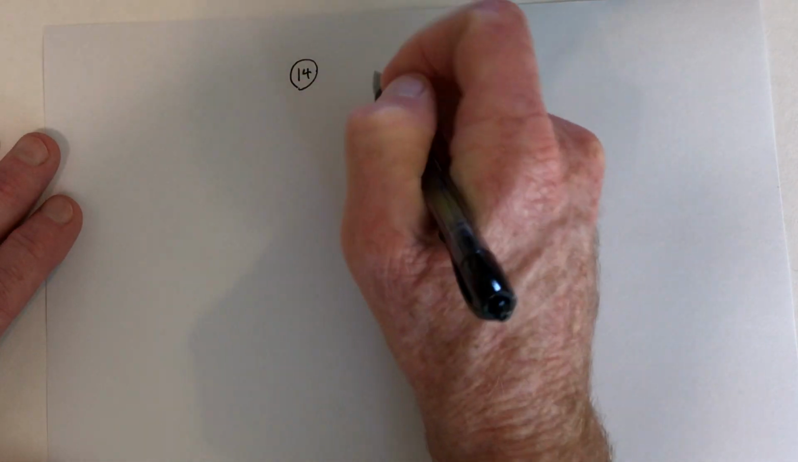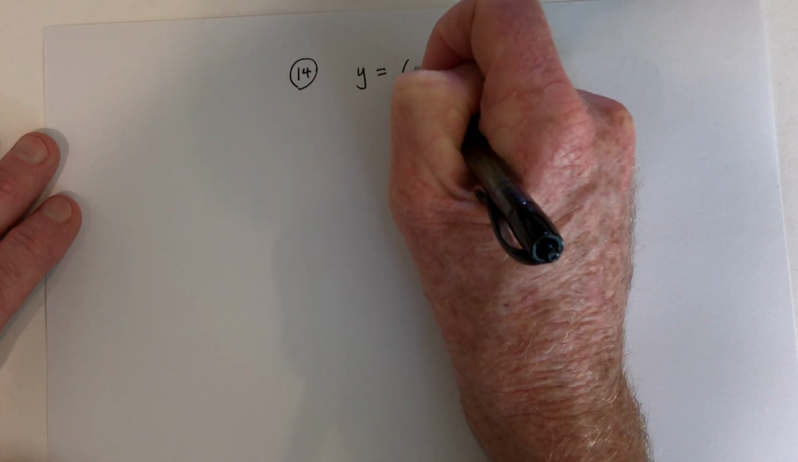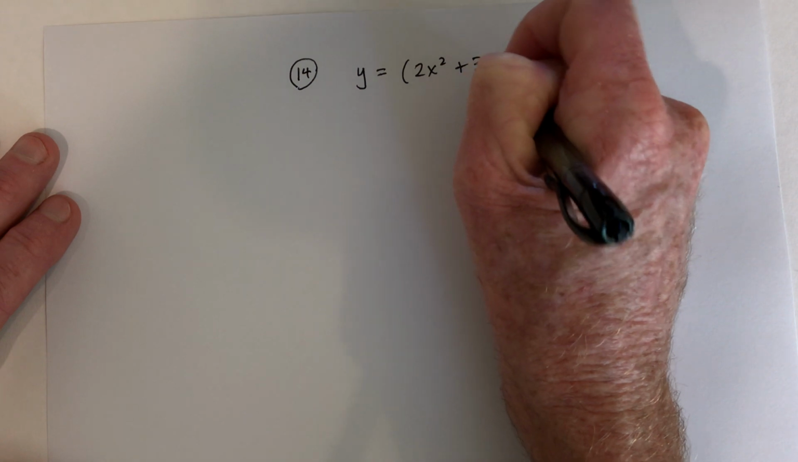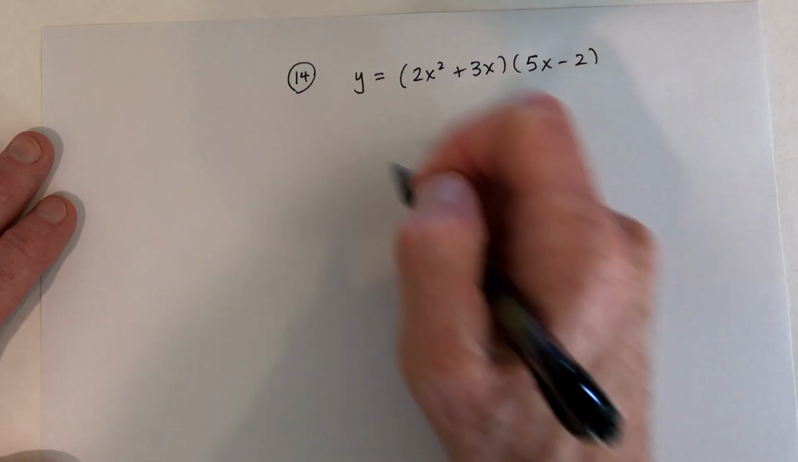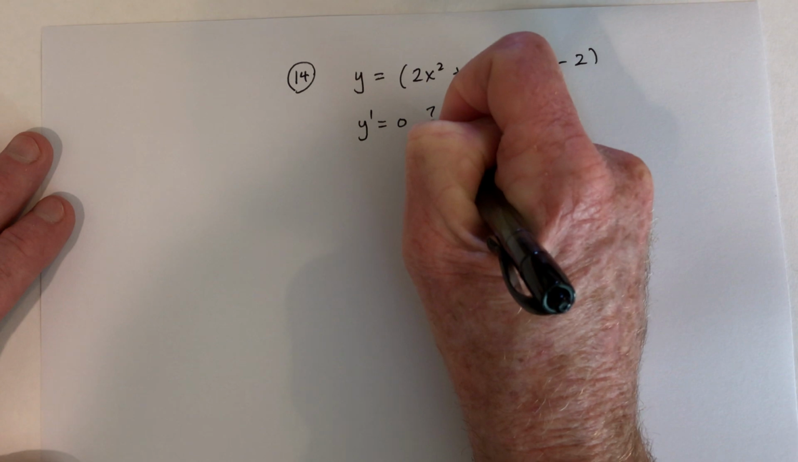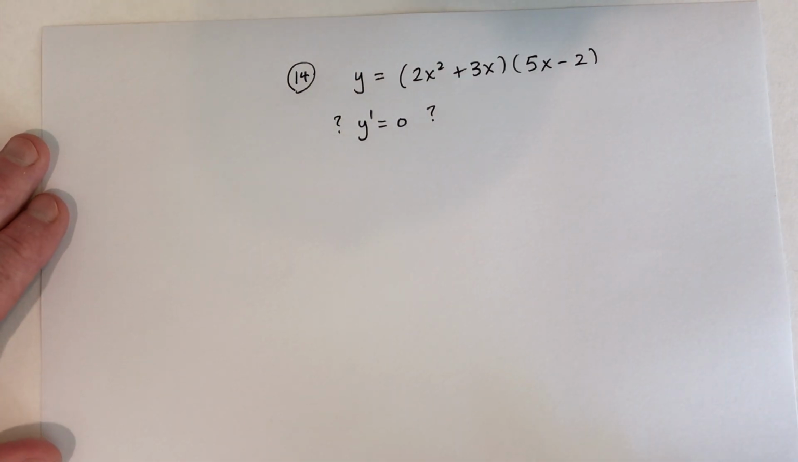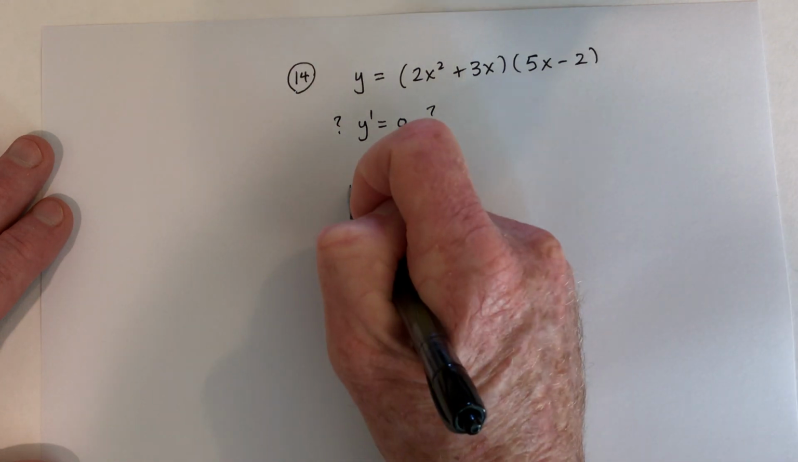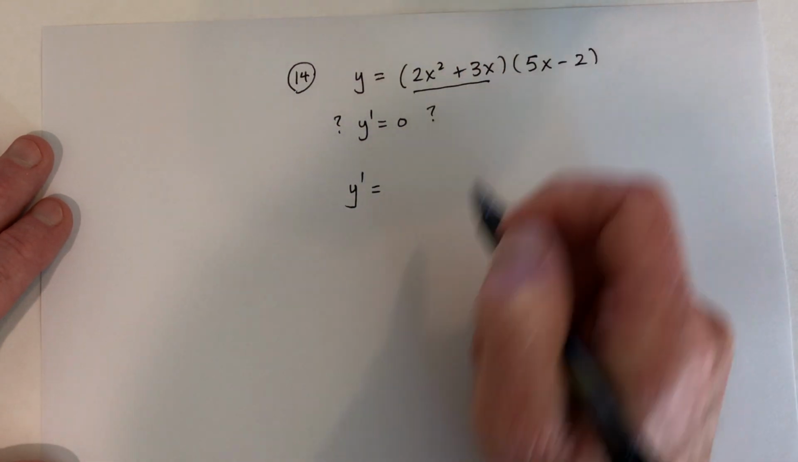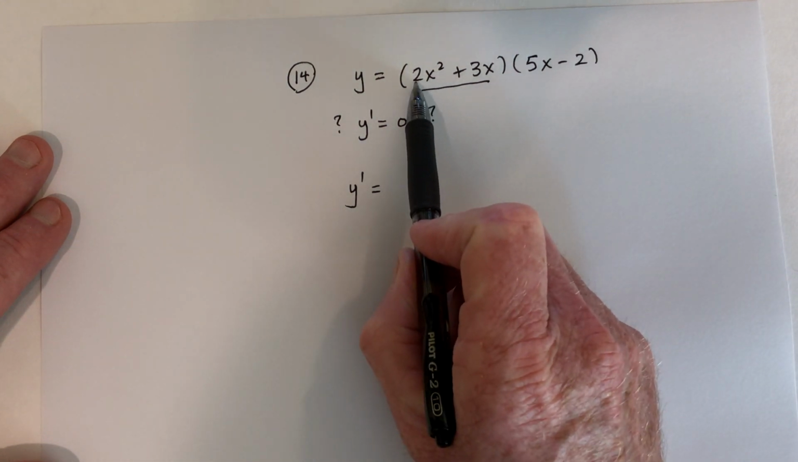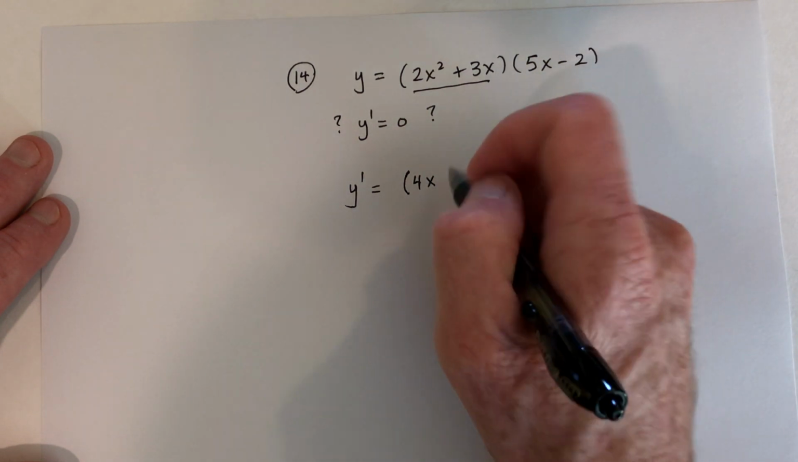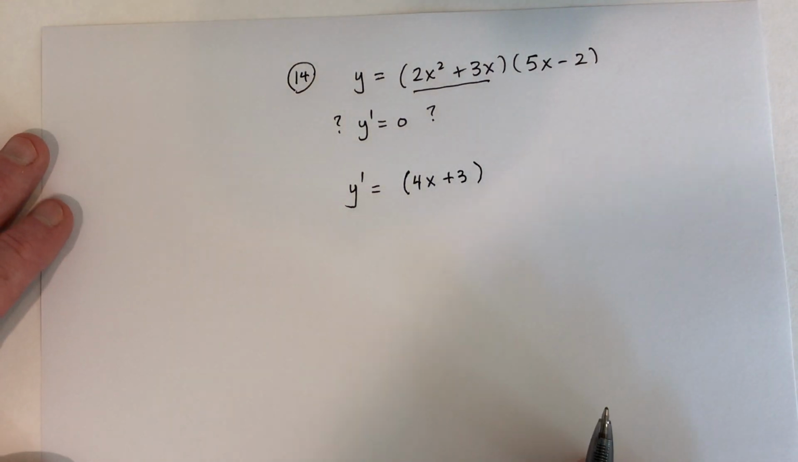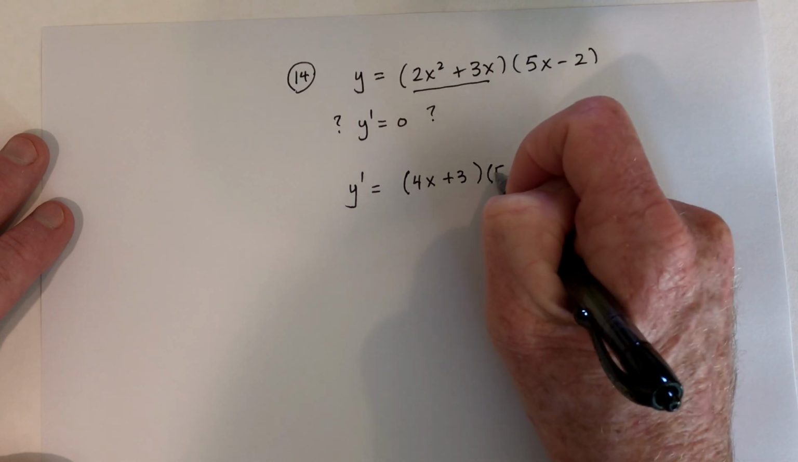And these are not word problems, but they do use derivatives. Number 14 is going to be, how about if y equals 2x squared plus 3x times 5x minus 2. Then put the derivative equal to 0 and then solve that. When is the derivative equal to 0? So this one goes back to the product rule. So take the derivative of the first one. The derivative here is going to be 4 times x. And the derivative of this is just plus 3 because the derivative of x is 1. And then just copy down the 5x minus 2.